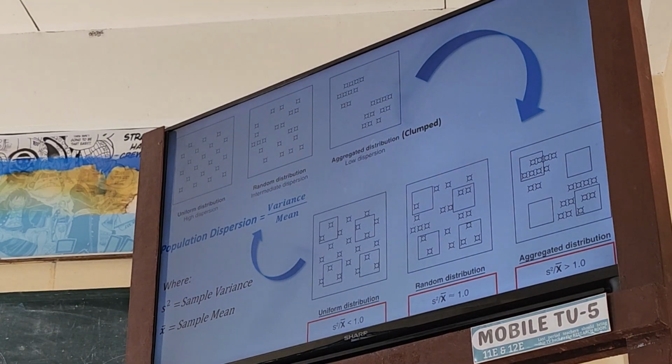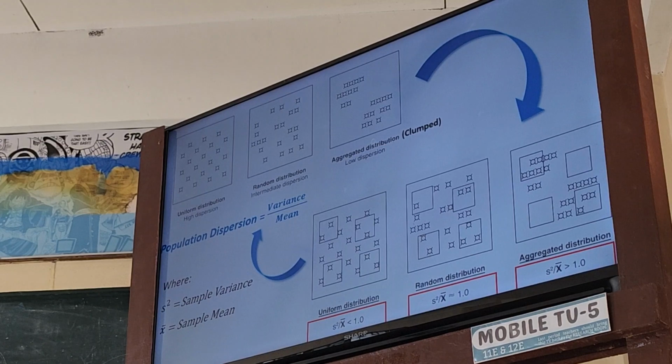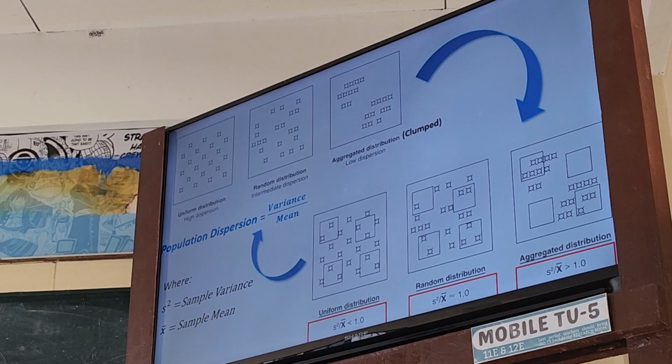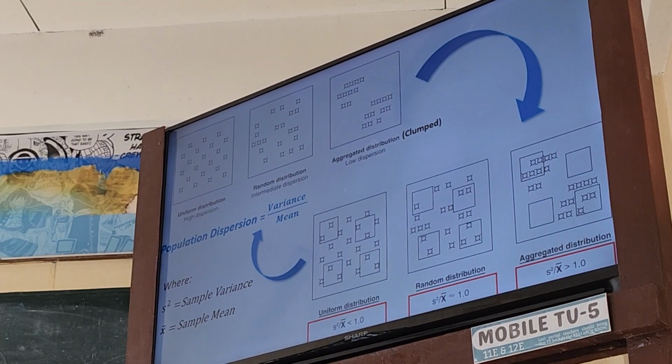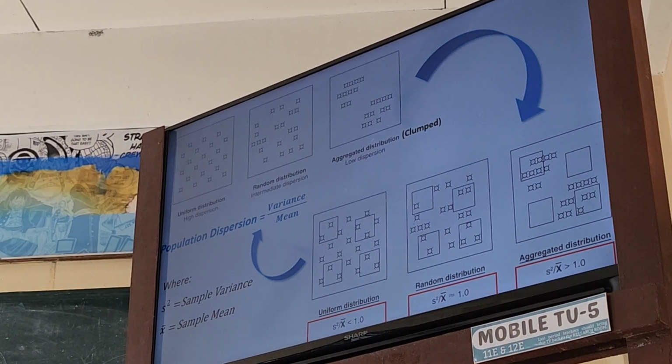Look at the values. If the value of your population dispersion is less than 1, it is categorized as uniform. If it is equal to 1, it's random or regular. If it is greater than 1, it's aggregated or clustered. That is why you have to solve it and then categorize it based on the criteria. Regular is another name for random.